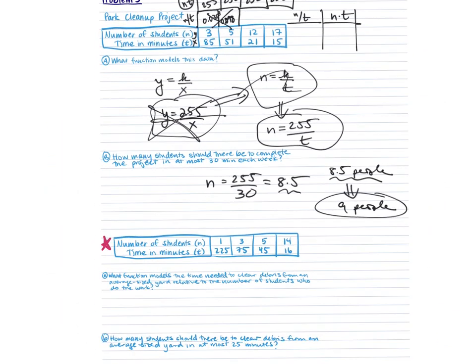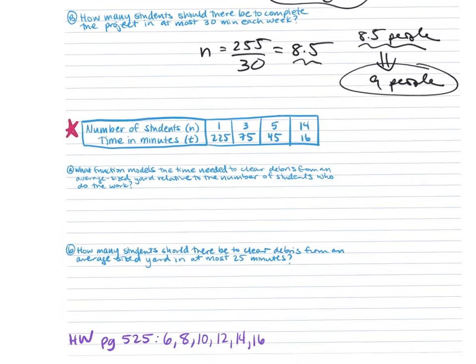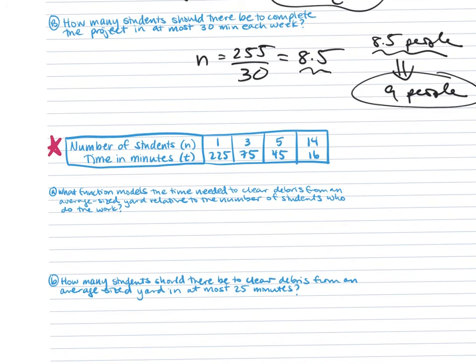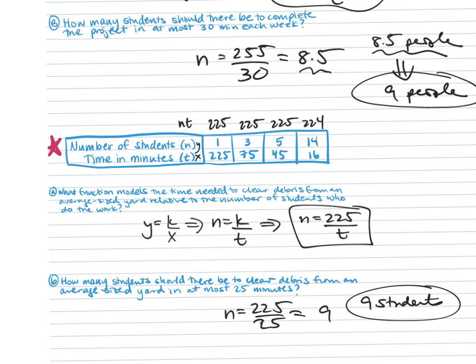Okay, so one for you to try on your own. Here, press pause, and then check back for the solution once you've tried it. Okay, and so here it looks like the k is really close to 225, so that's what I used. I used our original model, then I changed our n's and our t's.